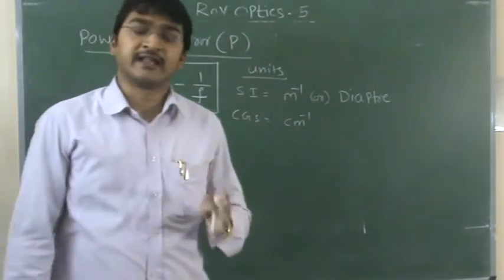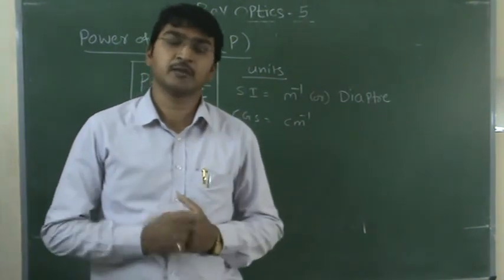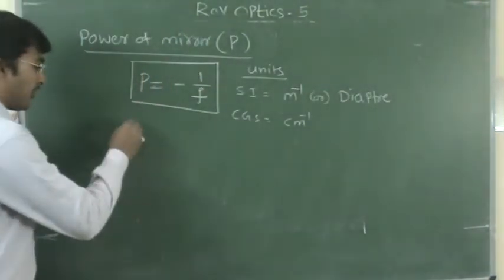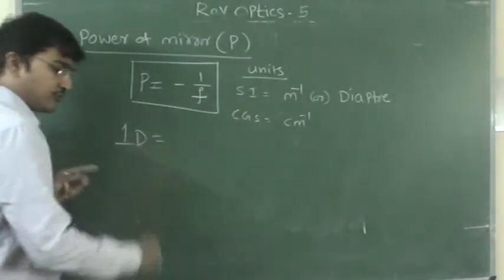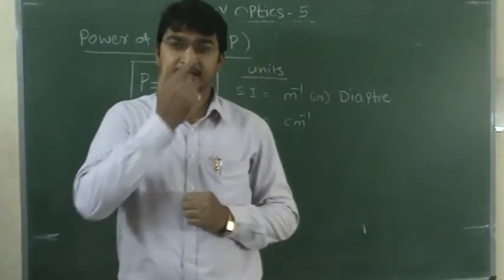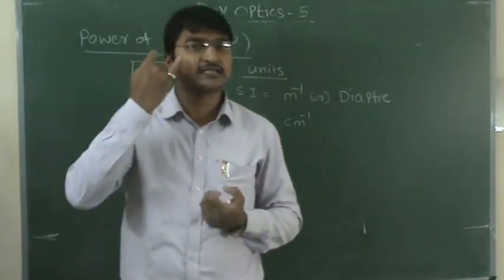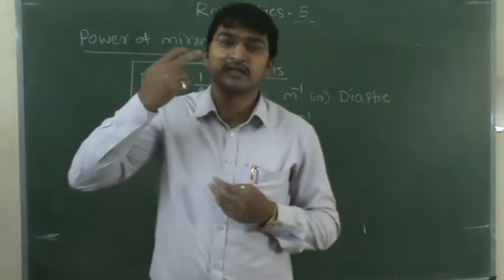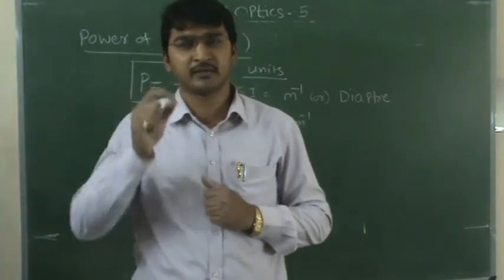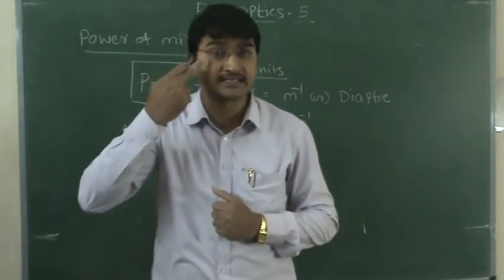What is 1 diopter? 1 diopter is equal to 1 by 1 meter or 1 meter minus 1, or 1 by 100 cm. That is 1D. Generally, if you go for an eye checkup, they will mention the power of your eye as minus 2.1, minus 1.25, something like that. It's a lens, not a mirror. In case of a lens, they will mention minus 1.25, minus 0.25, minus 0.5. So that is negative power for your eye lens.